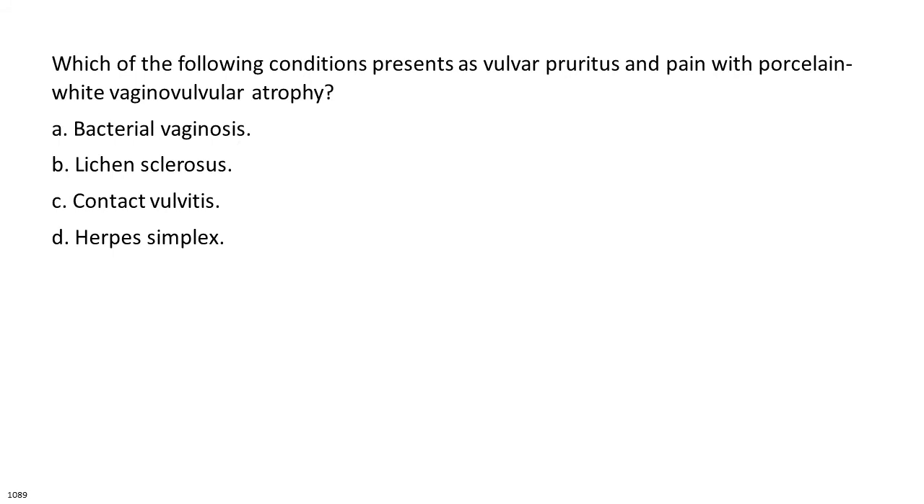Which of the following conditions presents as vulvar pruritus and pain with porcelain white vulvovaginal atrophy? A. Bacterial vaginosis. B. Lichen sclerosus. C. Contact vulvitis. D. Herpes simplex.